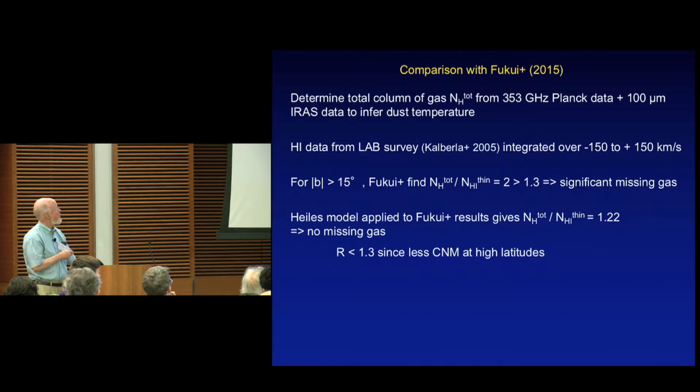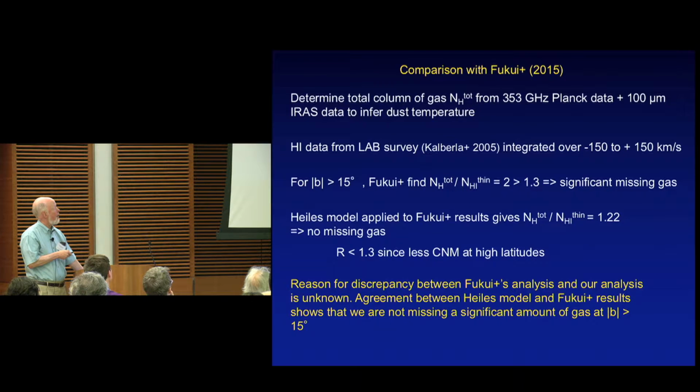Now, the interesting thing is that if you apply the Heiles model, including the optical depth correction, to his results, that is, he said how much mass there was, and I can compare how much mass you would get in the Heiles model with how much mass he gets, you infer that this ratio is only 1.22. It's actually less than 1.3, which is what you would expect because there's not as much CNM above 15 degrees as there is over the whole sky. So the reason for this discrepancy between his analysis and our analysis is not known.